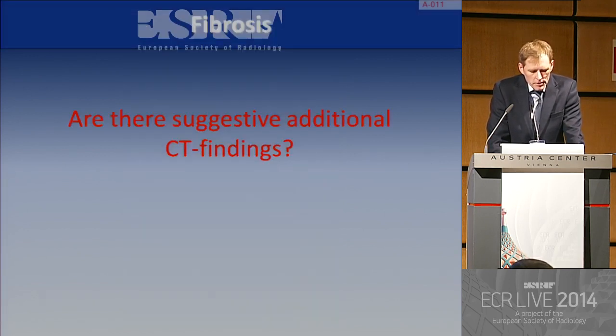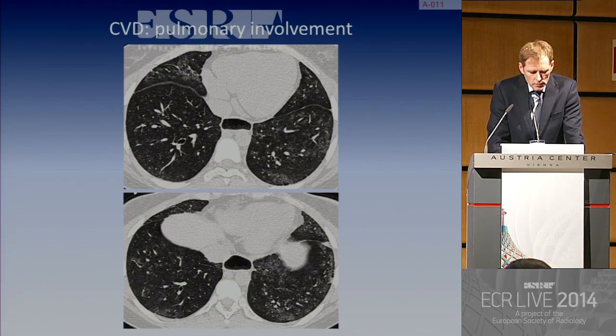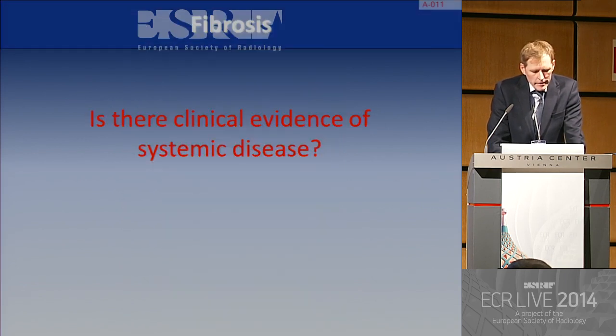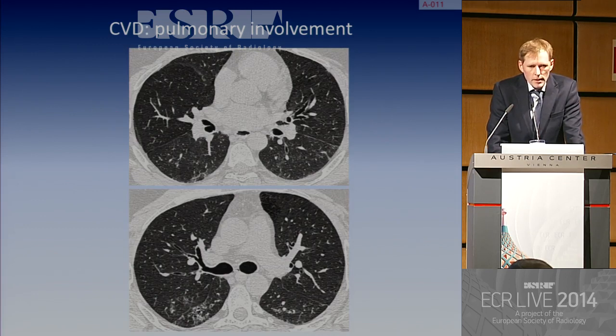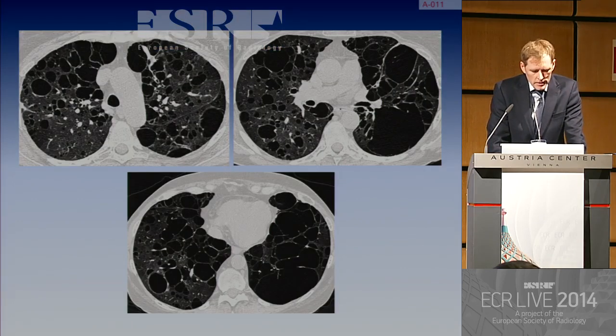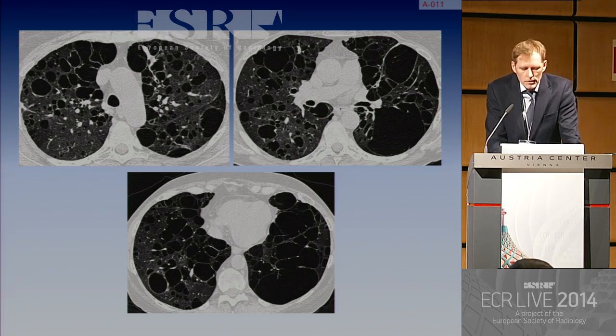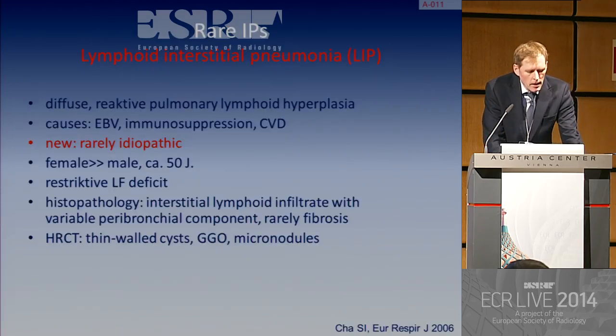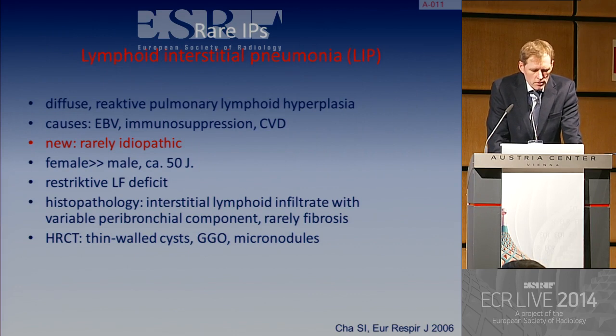Are there suggestive additional CT findings, such as in this patient with dilatation of the esophagus in scleroderma, in a CREST syndrome? Is there clinical evidence of systemic disease? So do we know any clinical details about the patient, such as in this patient with acute renal failure and lupus erythematosus, and so on? Do we have any suggestion of underlying systemic diseases within the morphology of the disease that we see in the lungs, such as in this patient with LIP? And LIP is usually associated with either EBV or immunosuppression or with collagen vascular disease, such as Sjögren's syndrome.